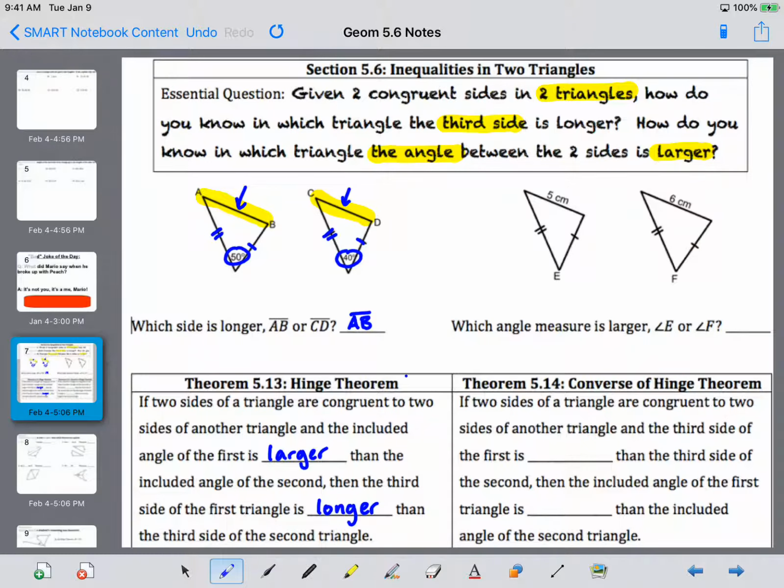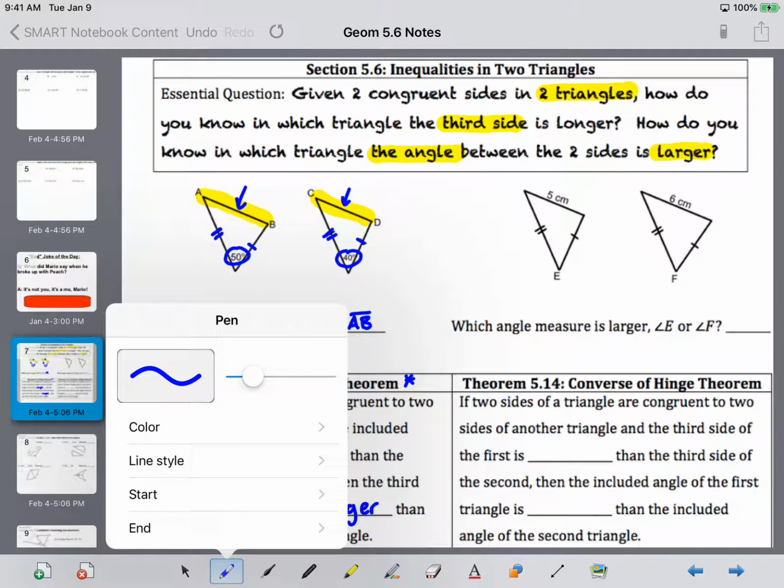Okay, that's called the hinge theorem. You can think of these angles in between as like the hinges. So if the hinge is more open, the side across from it is going to be larger. All right. Okay, and then let's look at a second example to get the converse.